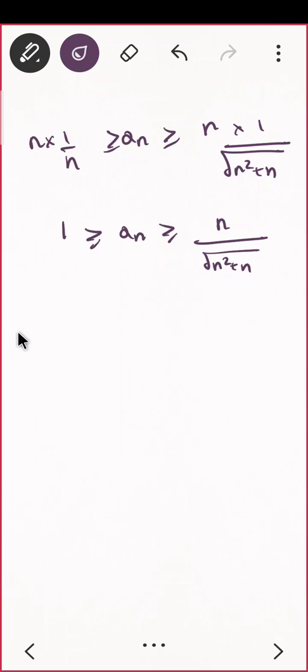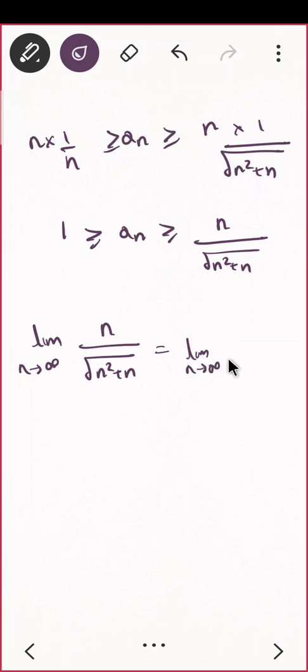So first we have to solve this. Let us see the limit as n tends to infinity of n upon square root of n square plus n. How will you solve this? Very nice. Divide numerator and denominator by n. If you divide the numerator, which is n, you will be having 1, and if you put n inside the square root, how will it come? It will be n square plus n.